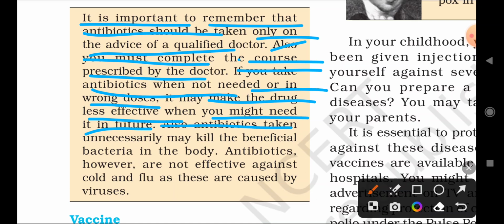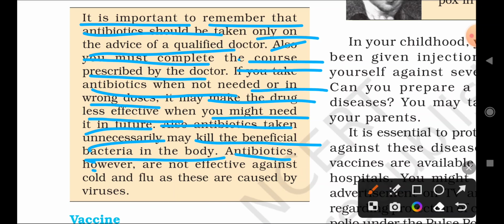Also, antibiotics taken unnecessarily may kill the beneficial bacteria in the body. We already know that some bacteria are very useful to the human body, while some are harmful. If we take antibiotics unnecessarily, they kill the bacteria that help our body, which is again harmful to us. Useful microorganisms are killed by the antibiotics. So don't take antibiotics without a doctor's prescription.